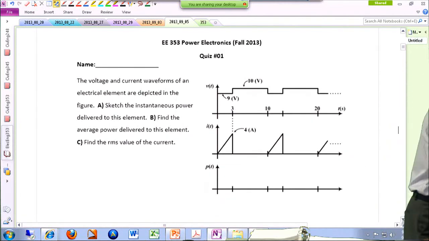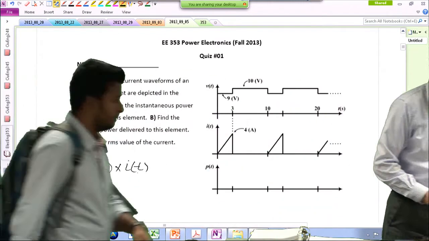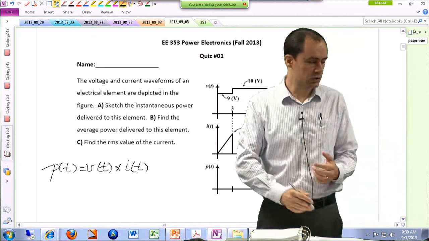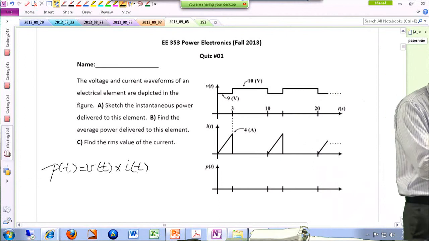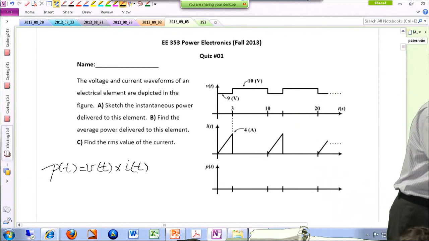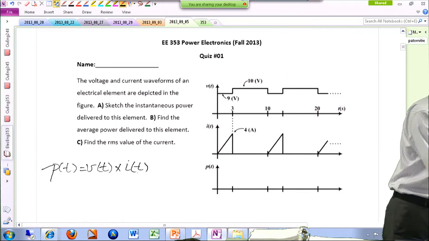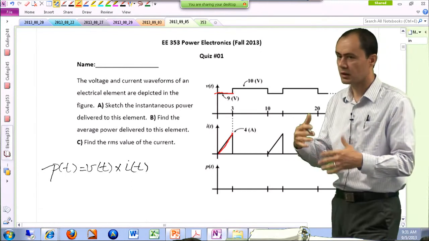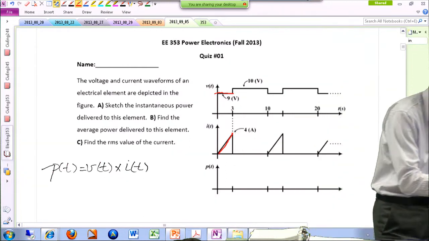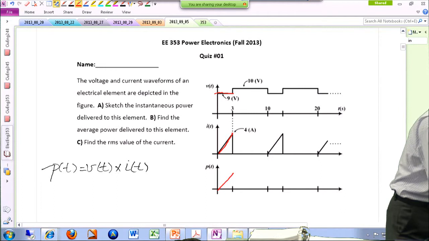If you remember, the instantaneous value of the power is just a multiplication of the instantaneous value of the voltage and the instantaneous value of the current. So all I have to do is just multiply these two signals with each other. From 0 to 3 seconds, my input voltage is at 9 volts, and my input current is ramping up. So I'm multiplying a constant number with a ramp, so I'm going to end up having a ramp. The final value is going to be 9 times 4, which is 36.